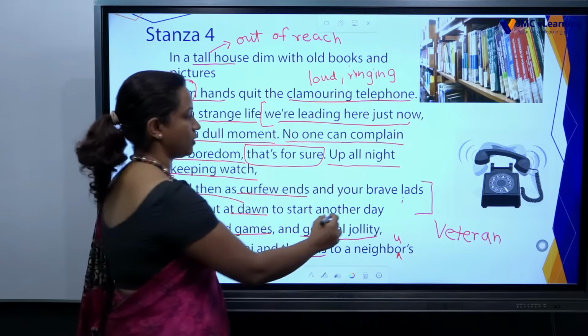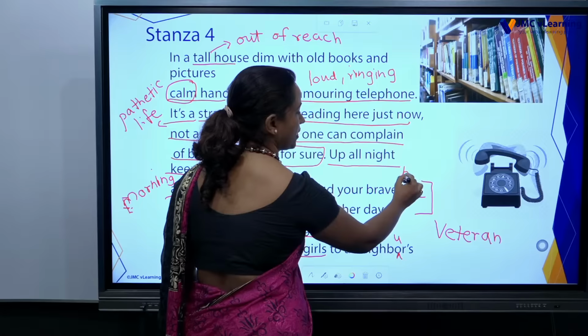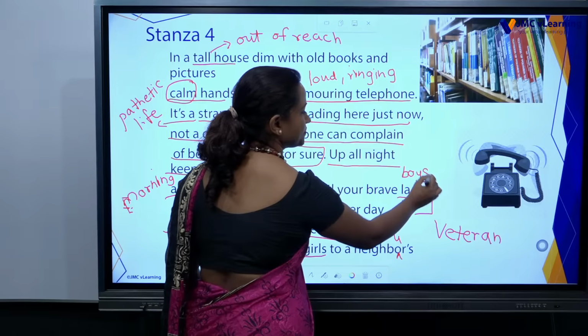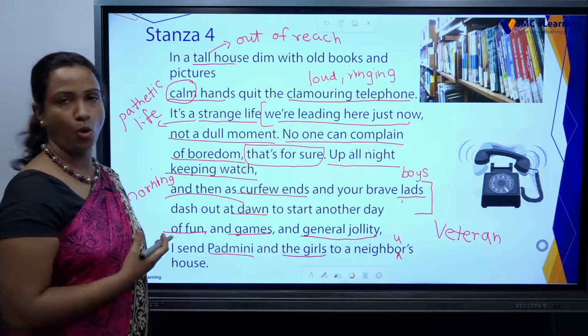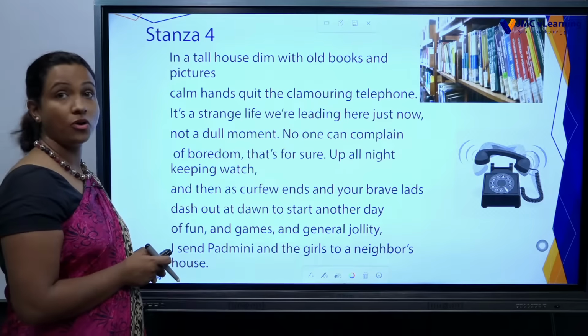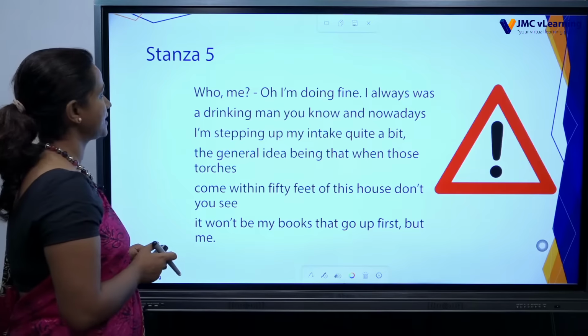Lads means, what do you mean by lads? Boys or young male crowd, okay. Let's move on to the next stanza. Stanza 5.